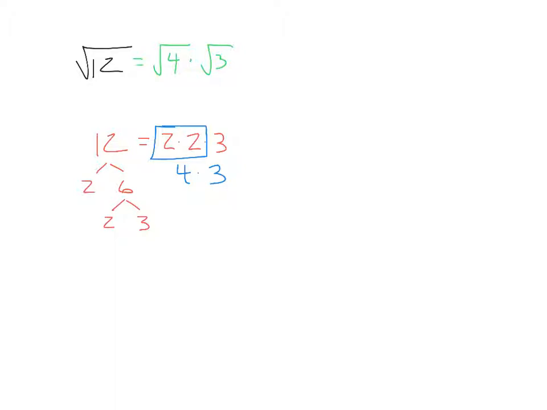What is the square root of 4? Well, the result is 2. And what is the square root of 3? 3 is not a perfect square. There's nothing I can do about that, so I'll leave that as the square root of 3.